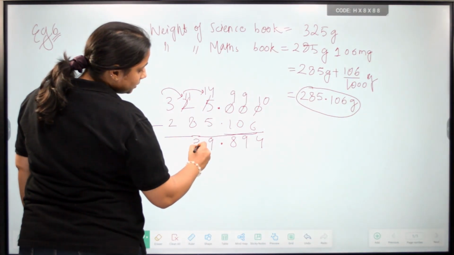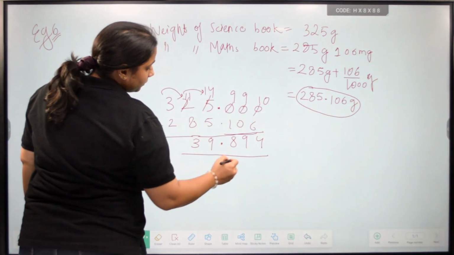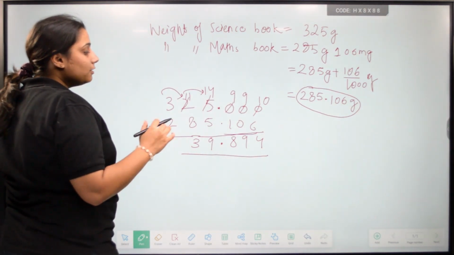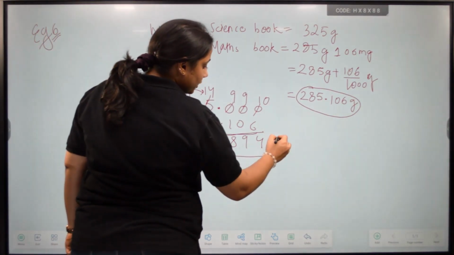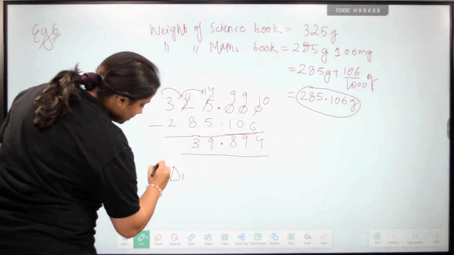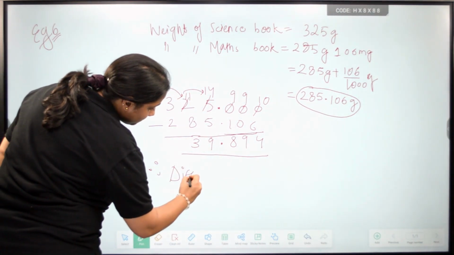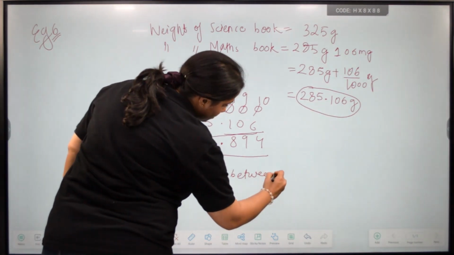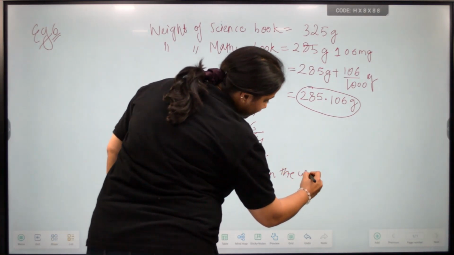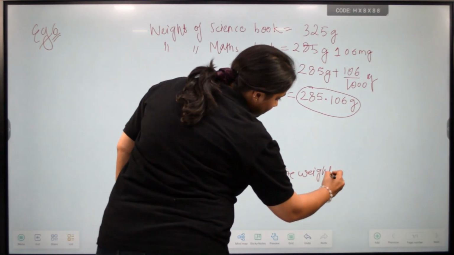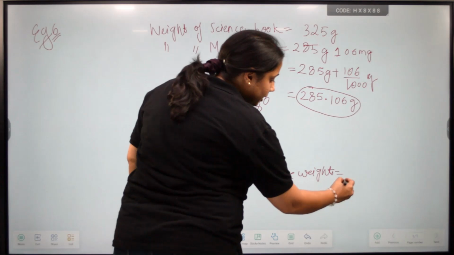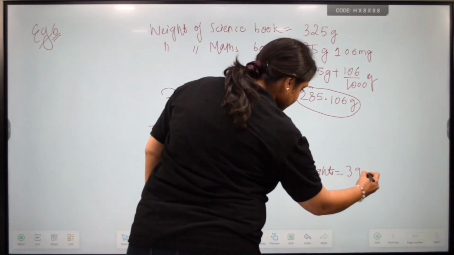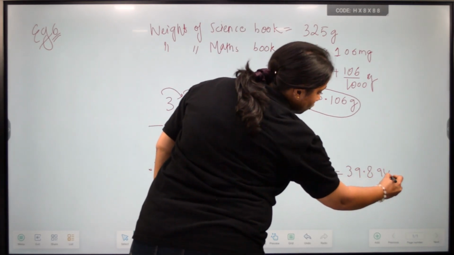It will be 3. So 39.894 grams. So the final difference, therefore, the difference between the weight is equals to 39.894 grams.